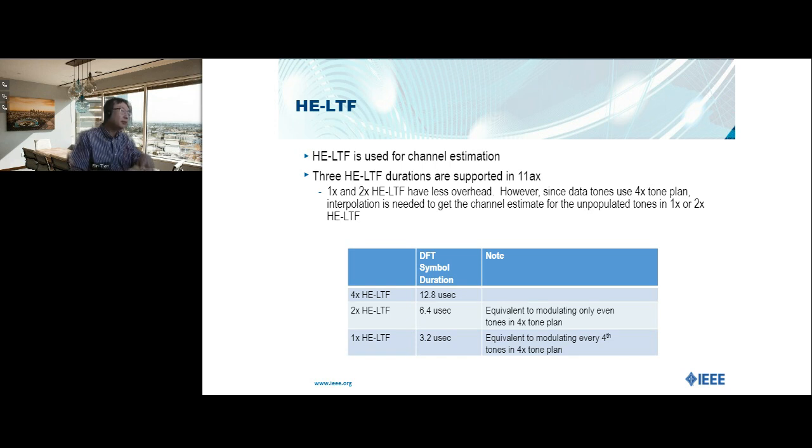Okay. So we use this shorter LTF to reduce overhead. However, because the data tones need a 4x tone plan, if you use a 1x LTF or 2x LTF, a shorter LTF, the receiver needs to do interpolation to estimate and populate the tones. Okay.